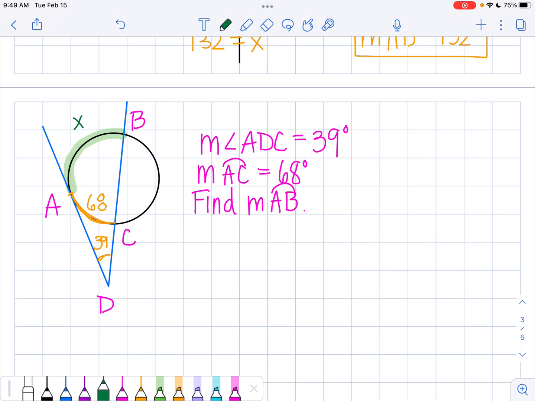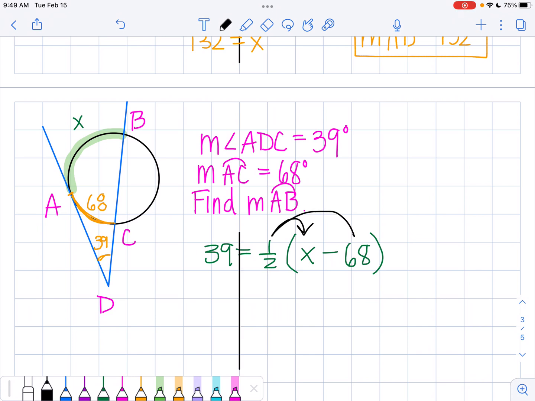Remember that my angle, in this case 39, is equal to 1/2 times my far away arc, which I don't know, minus my close arc, which is 68. I'm going to show you the other way just in case you want to switch it up. I'm going to distribute this 1/2 first. So I get 39 is equal to 1/2 x minus half of 68, which is 34. I am then going to add 34 to both sides.